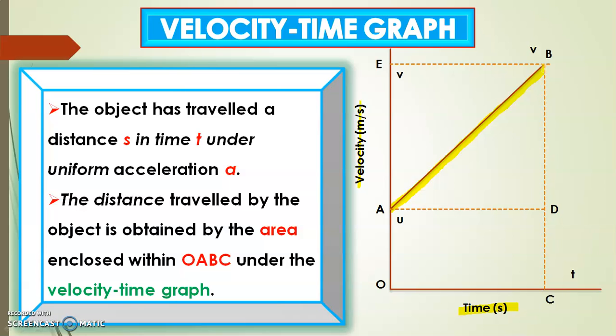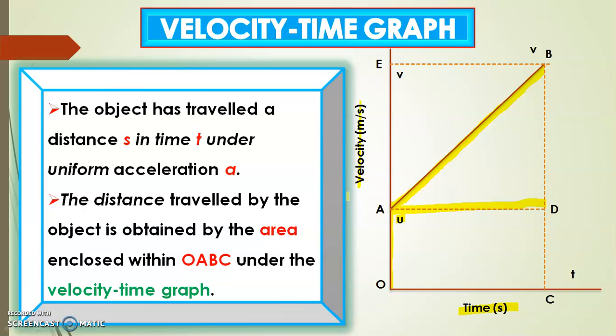In our previous lecture, where we discussed the graphs, we discussed the graph that starts from this portion. This was your initial point. At that time, we discussed that the object is at rest, therefore its initial velocity was 0. But now we consider that the object is moving with some initial velocity, that is u. So, the object travels a distance s in time t under uniform acceleration.